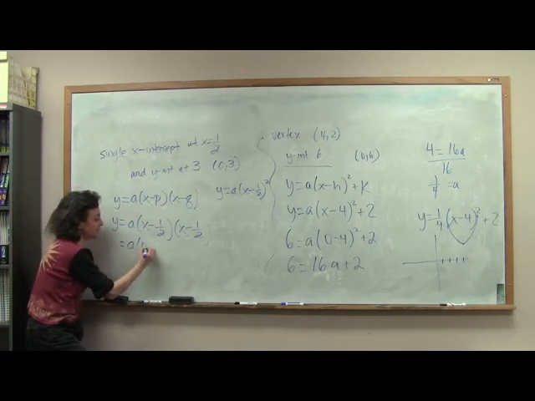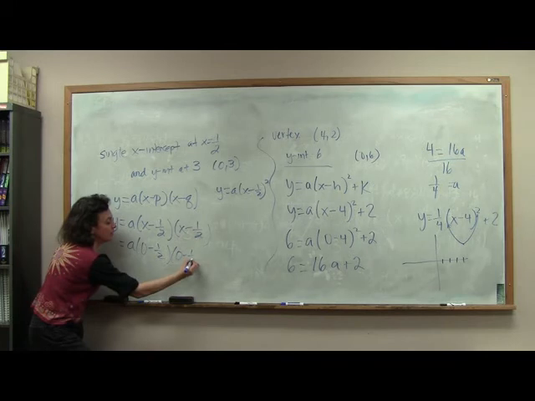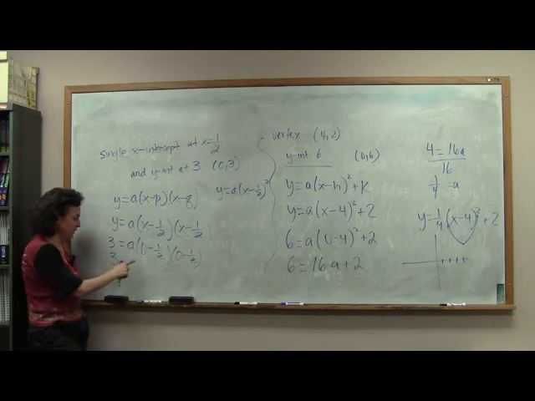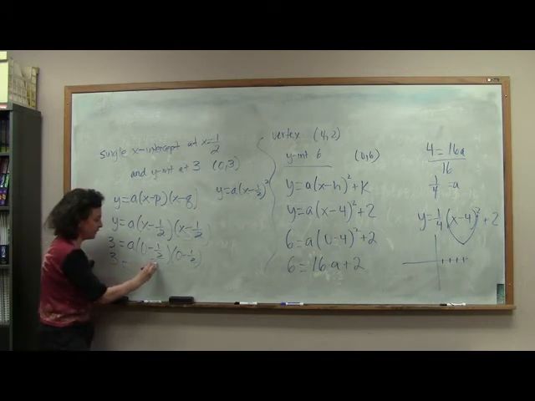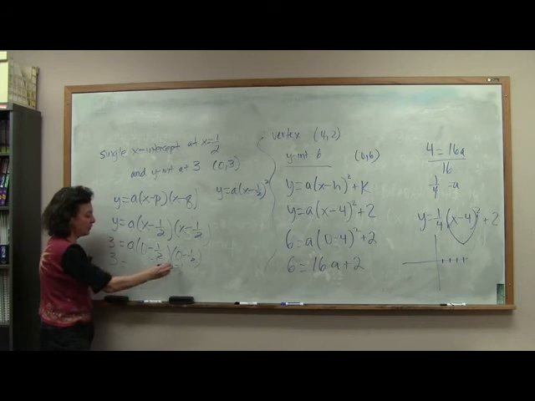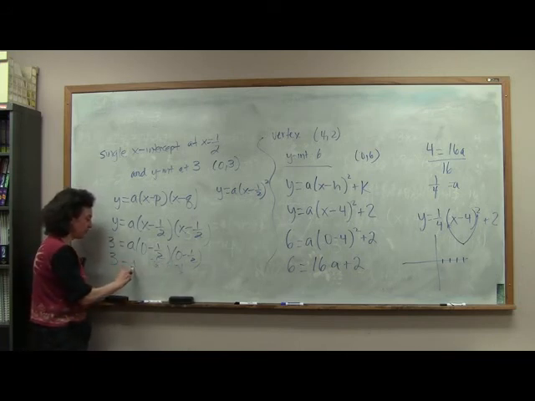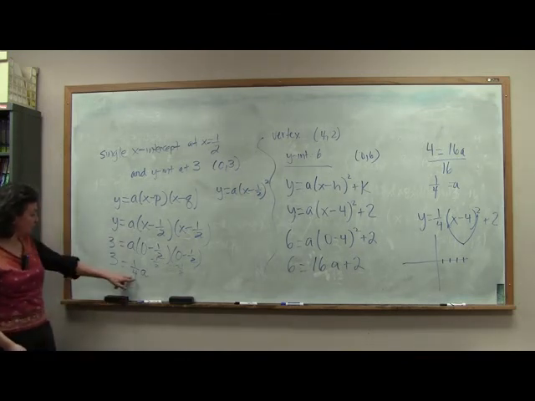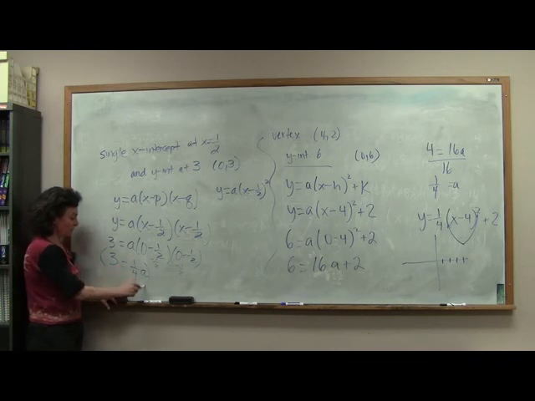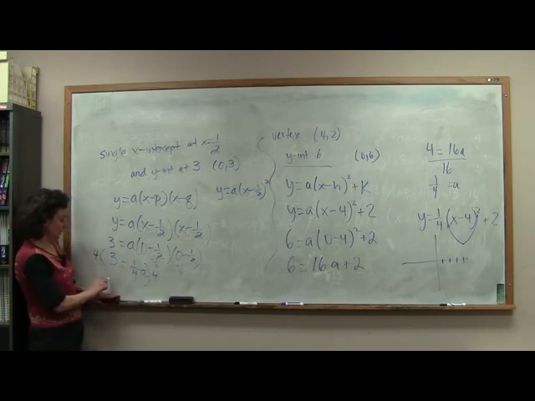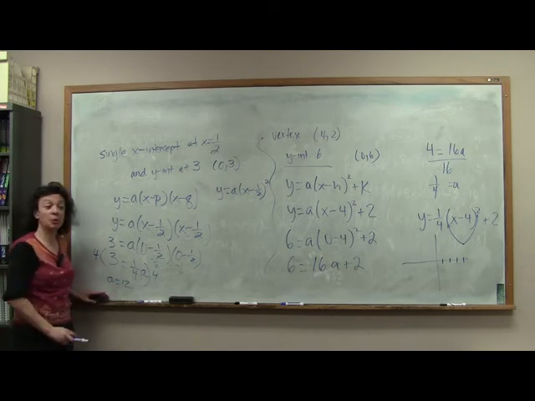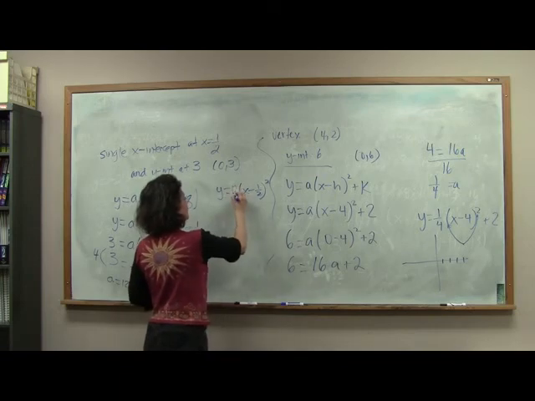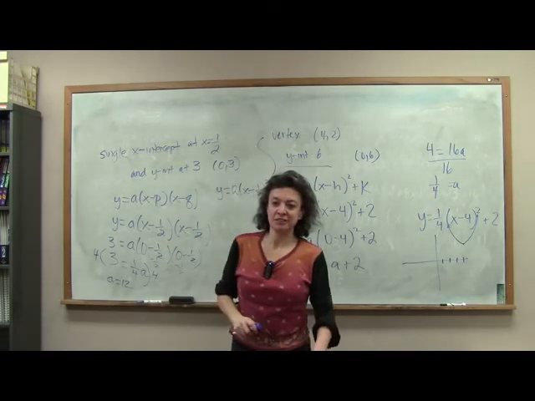Notice when x is 0, we have y to be equal to 3. All right, we can solve this. 0 minus 1/2 is a negative 1/2. And negative 1/2 times negative 1/2, I claim, is a positive 1/4 times a. How do we solve for a? Well, what we would do is multiply both sides by 4, and I claim you get a to be 12. So, that is the equation for my parabola.